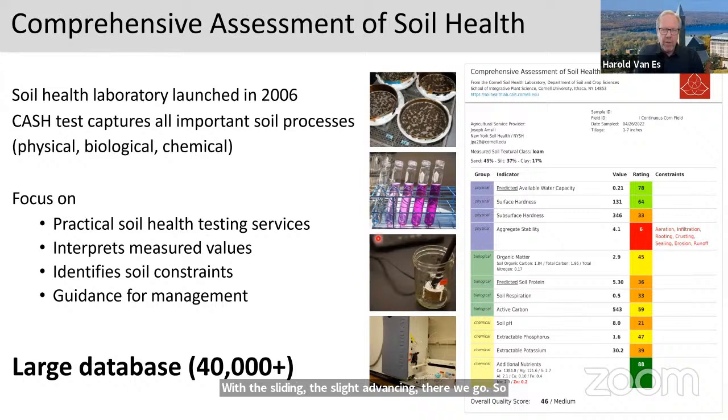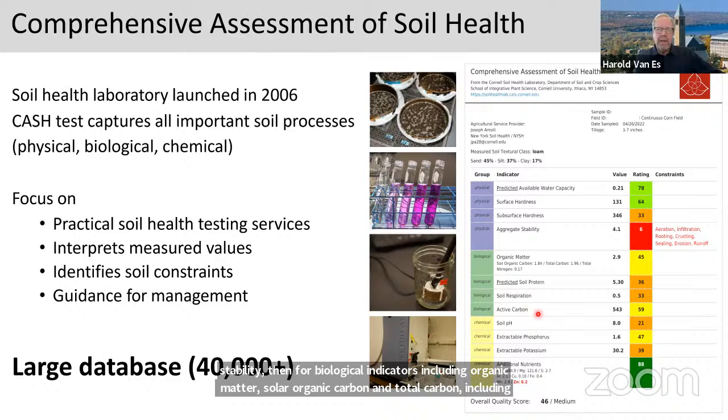As perhaps some of you know, and Dr. Zhang already referred to it, over 20 years ago, we decided it was important to have practical measures of soil health. So we launched what became the Comprehensive Assessment of Soil Health approach, or conveniently abbreviated as CASH. We built a soil health laboratory here at the university, and it's based on physical, biological, and chemical indicators. The physical ones are available water capacity, surface and subsurface hardness, and aggregate stability. Then there are 4 biological indicators, including organic matter, soil organic carbon and total carbon, protein, soil respiration, and permanganate oxidizable carbon, also referred to as active carbon, and then basically a standard soil nutrient and pH analysis.